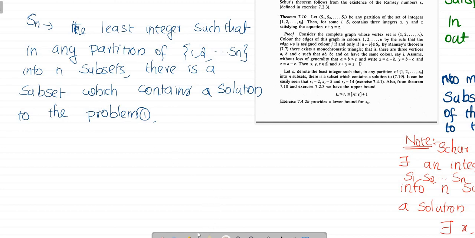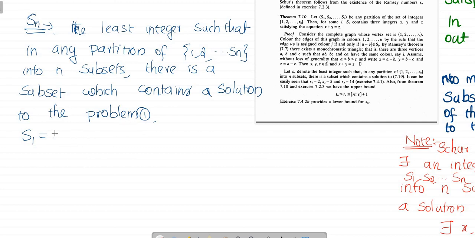Okay, this was our problem. So the least integer such that in any partition of 1, 2, 3, etc. up to Sn into n subsets there is a subset which contains a solution to the problem. Okay, so this is denoted by Sn. So what will be S1? S1 is the least positive integer such that there is a subset which contains a solution to the problem.